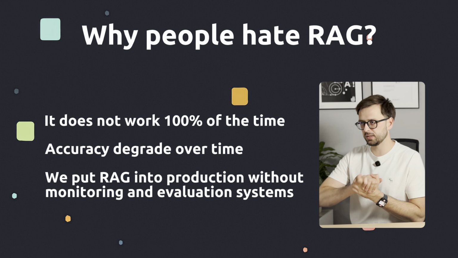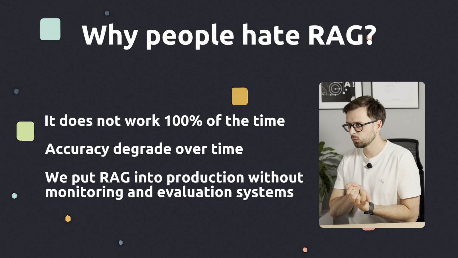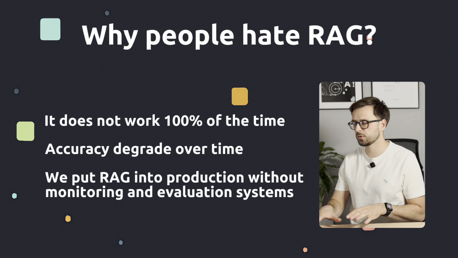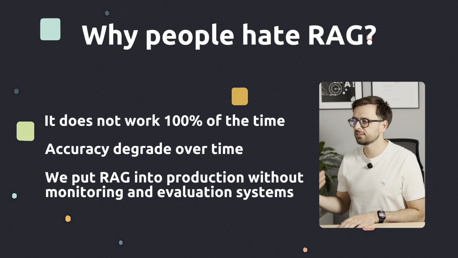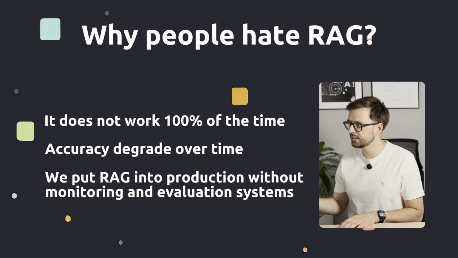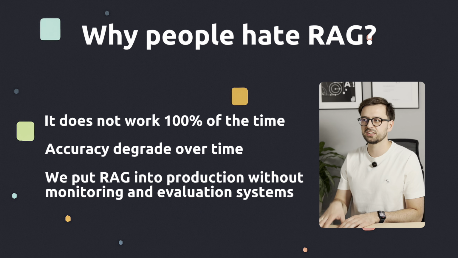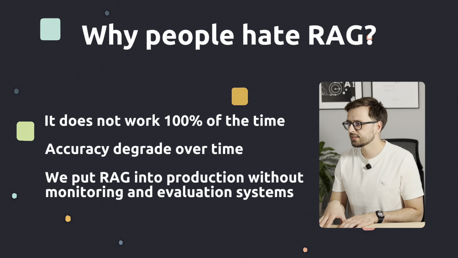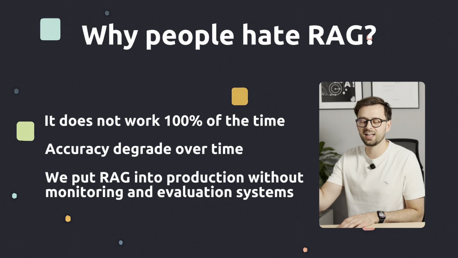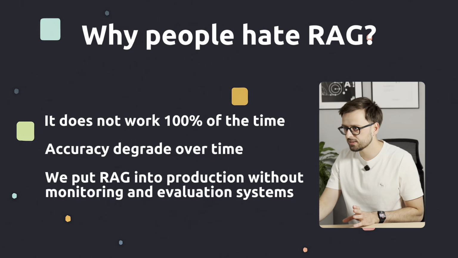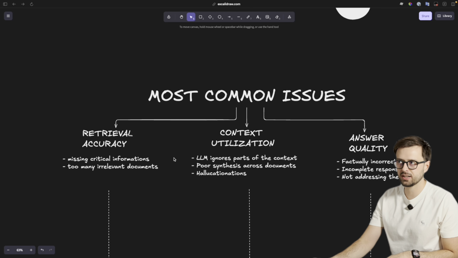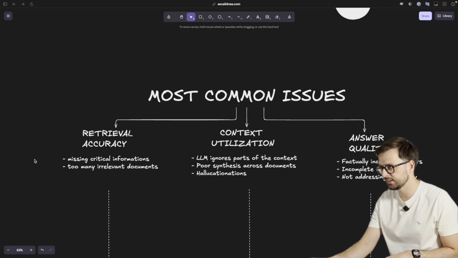So how can we make it better? We basically need to understand the three main problems of these systems, how to measure and evaluate them, and only then can we address the performance issues. Also I should mention that I assume that the data quality is not a problem here. So the three most common issues with RAG systems are retrieval accuracy, context utilization, and answer quality.